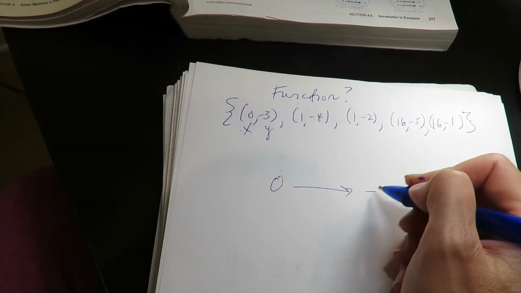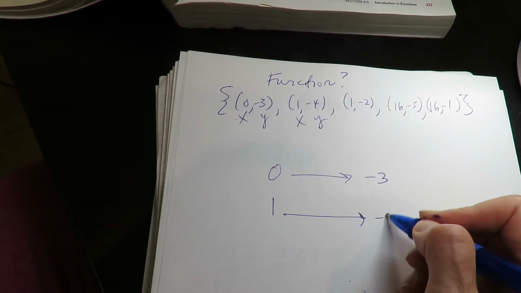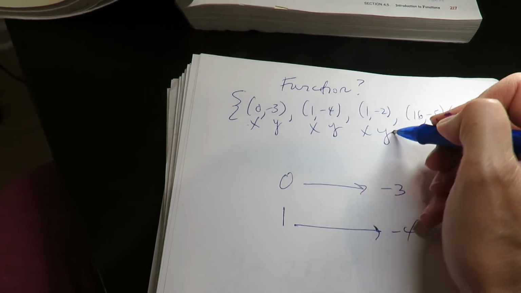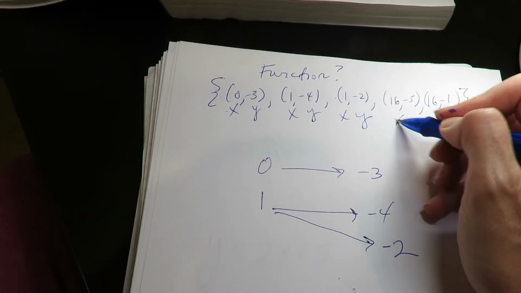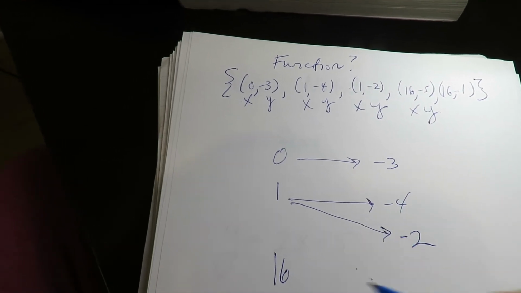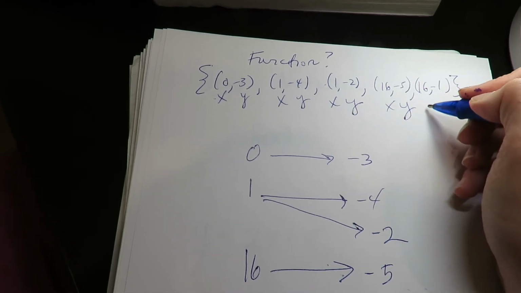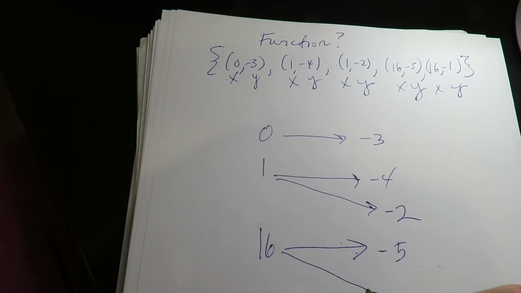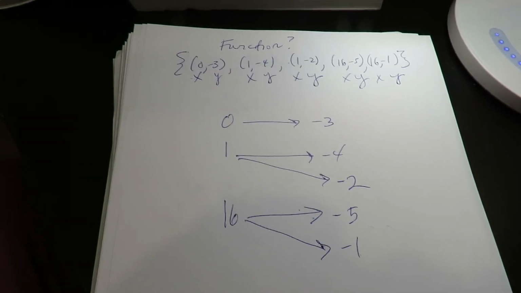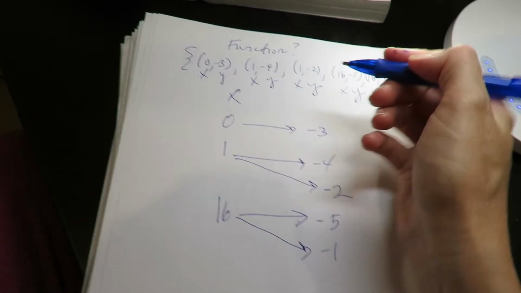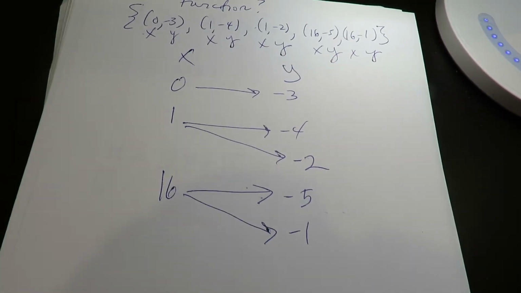So 0, for instance, goes to -3. 1 goes to -4. 1 goes to -2. 16 goes to -5. 16 goes to -1. So I've reformatted these coordinates. These are the x values, these are the y values. Would you now say that's a function?